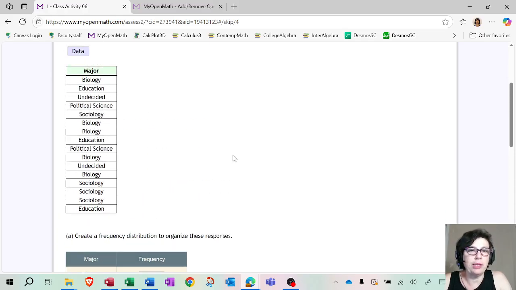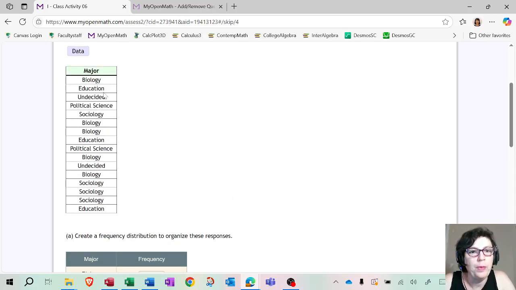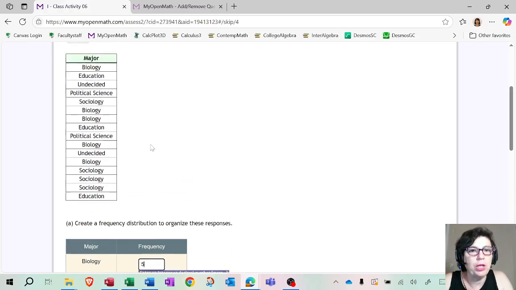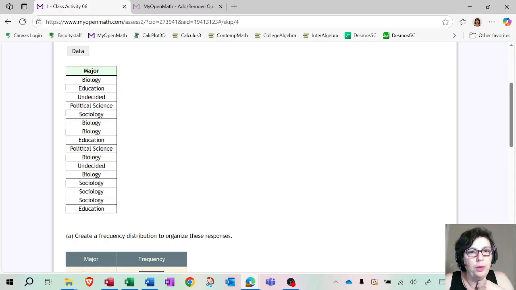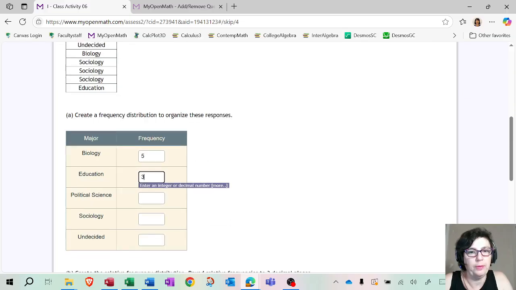Now, when we summarize it, unfortunately, the Desmos calculator will not actually compute the frequencies for you. You would have to manually count them. But luckily, this data set is not particularly big, so we can do that pretty easily. So biology here, I can see 1, 2, 3, 4, 5 people were biology majors. We're going to check it in a second just to make sure. Education, I've got 1 person, 2 people, and 3 people. All right, I think that's it. 1, 2, 3. Okay, let's hope that's 3.